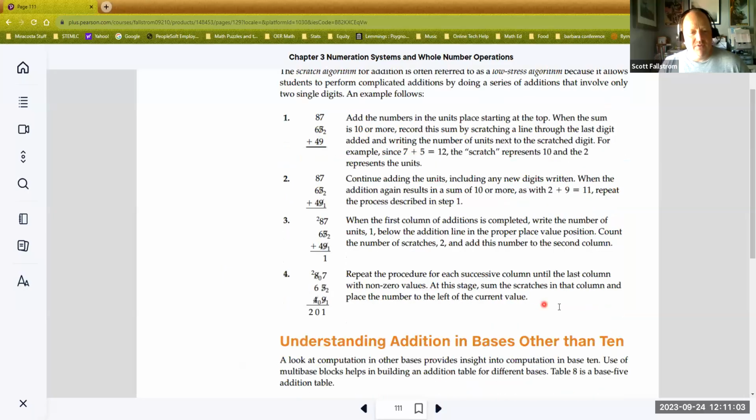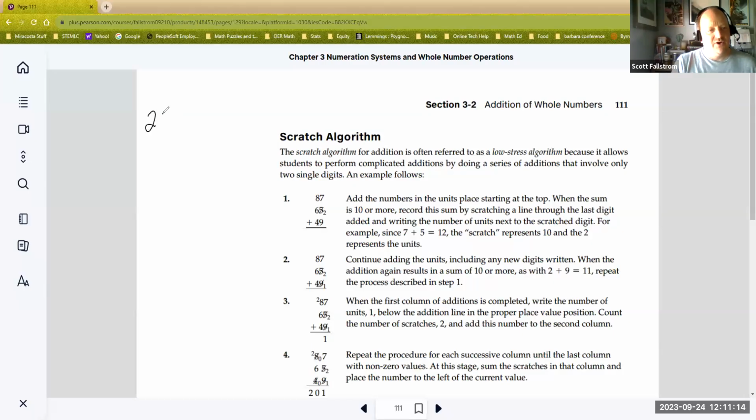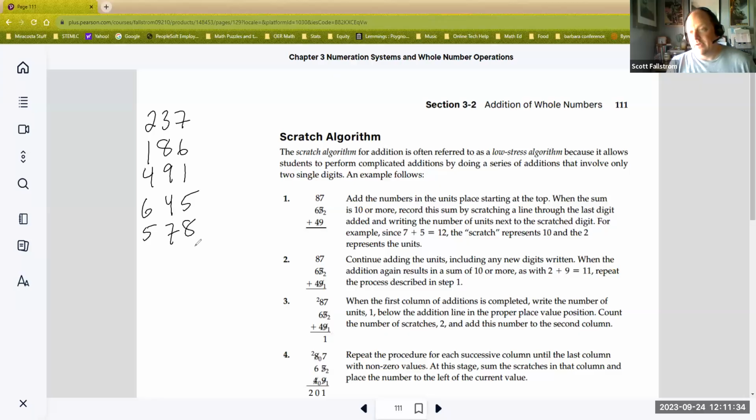Okay, Scratch algorithm. Personally, I love the Scratch algorithm because it's so fast. It's so much faster and less of a challenge from what you might have had growing up. Let me give you an example here. Okay, let's say I had 237, 186, 491, 645. Right, I'm just putting a ton of numbers down here, right? Because Scratch works great when you have a lot of numbers to work with. 500, 78. Okay, that seems pretty good to me.